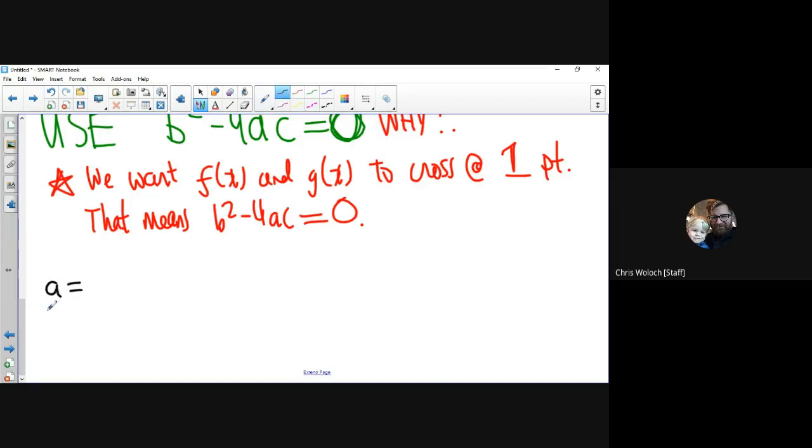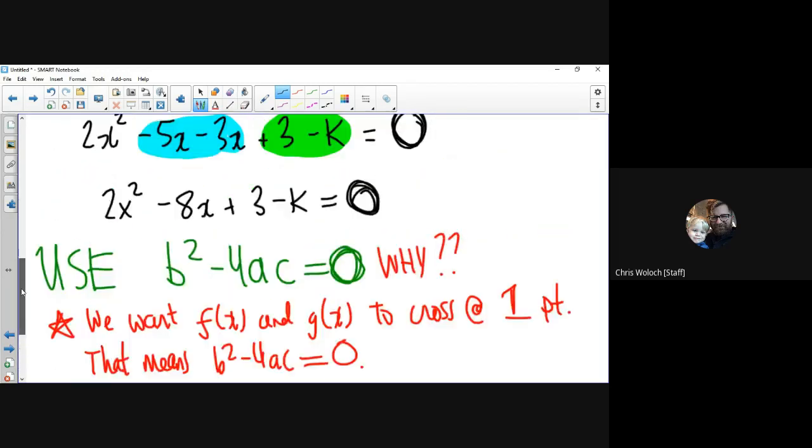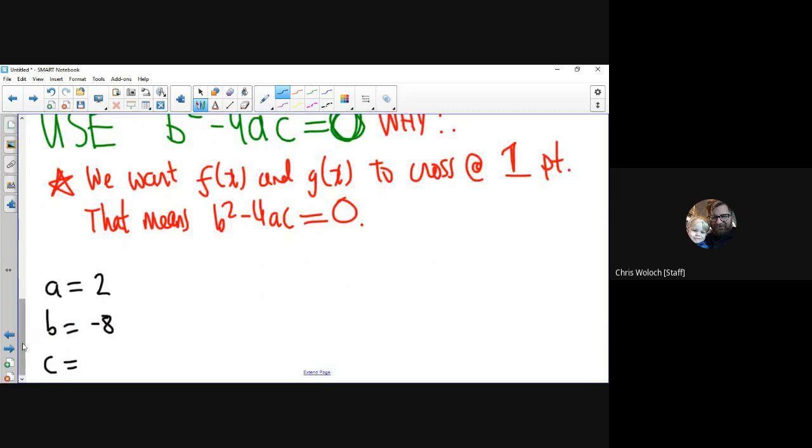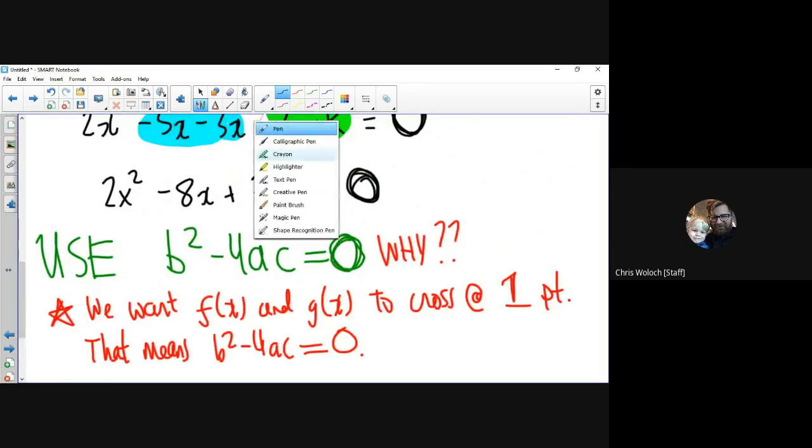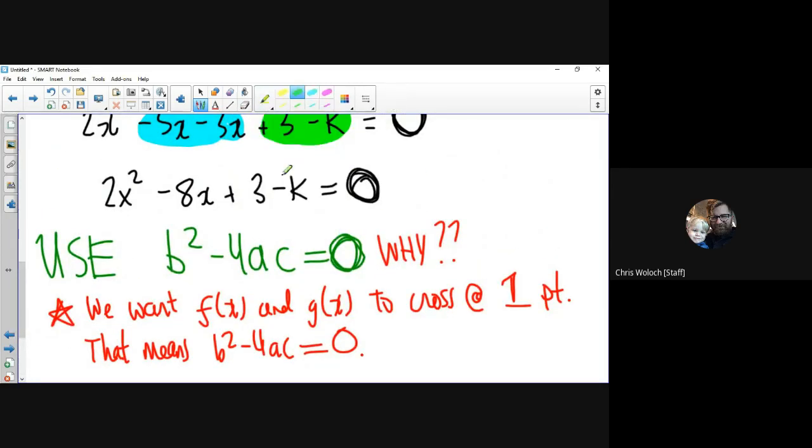So we got a equals, b equals, c equals. So let's just see what I got. A is 2. All right. B is minus 8. And then check it out. C is actually like this whole thing is C.